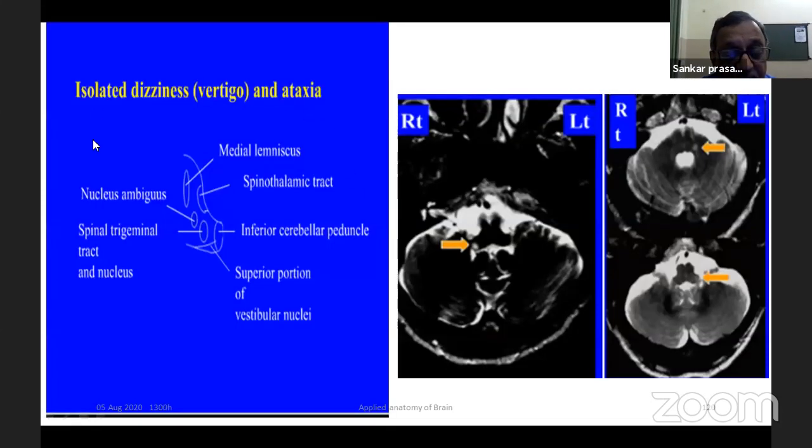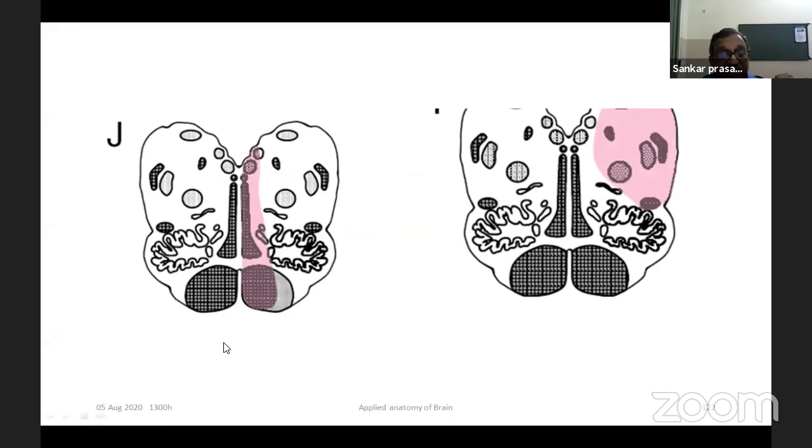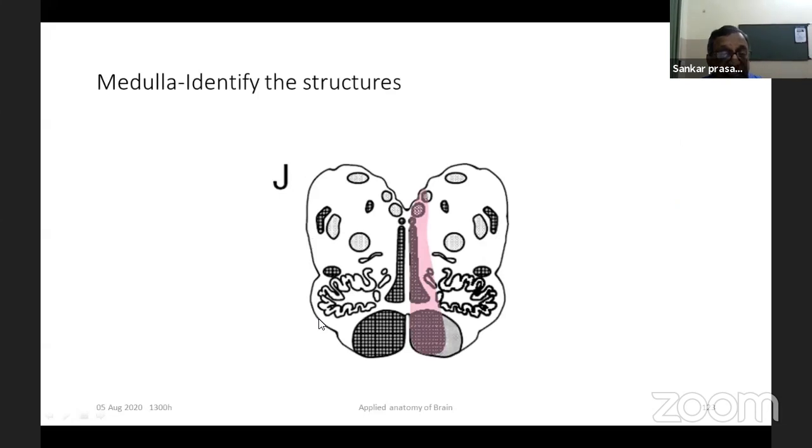So it is possible to have isolated giddiness as ataxia in cases of stroke of the brainstem because of the involvement. You can see the dot-like hyperintensity in the brain, which can give rise to ataxia. So study the following two diagrams and identify the structures which are involved. And one is this diagram. Tell me the structures which are involved.